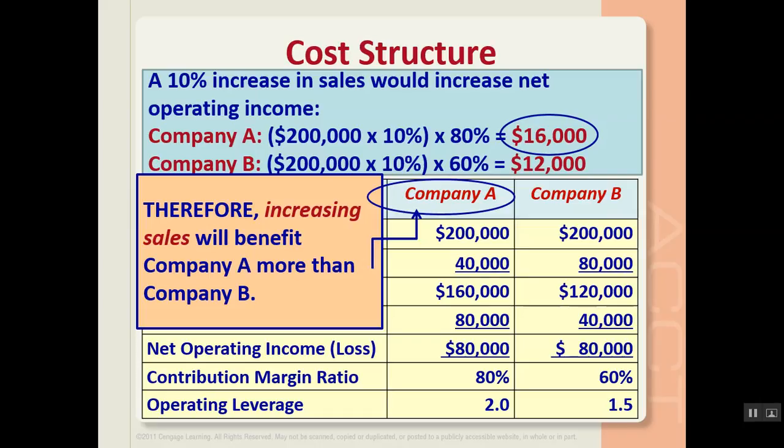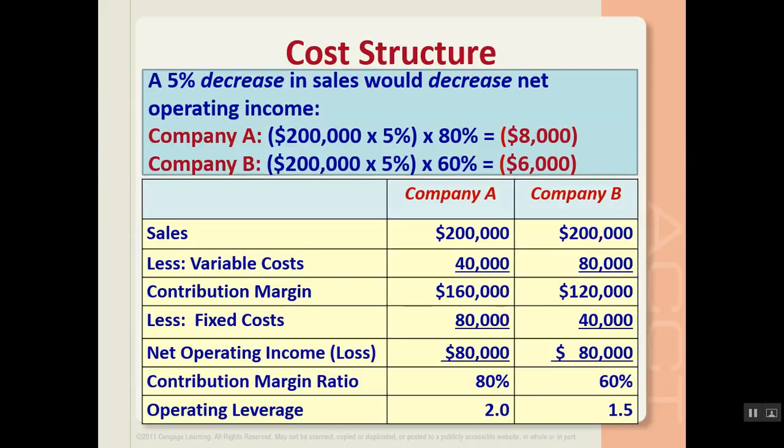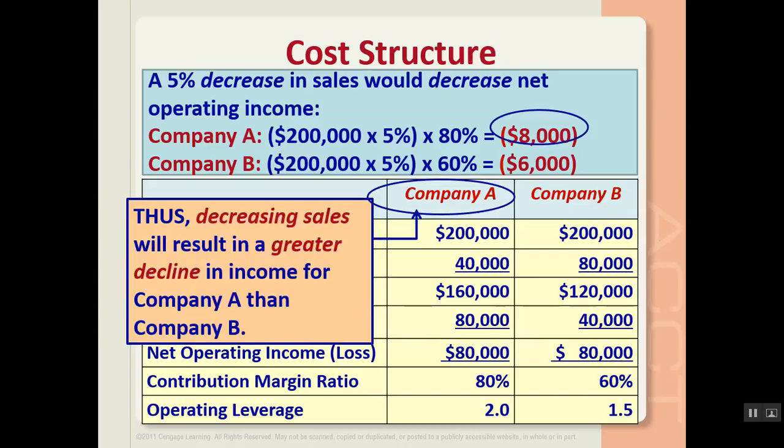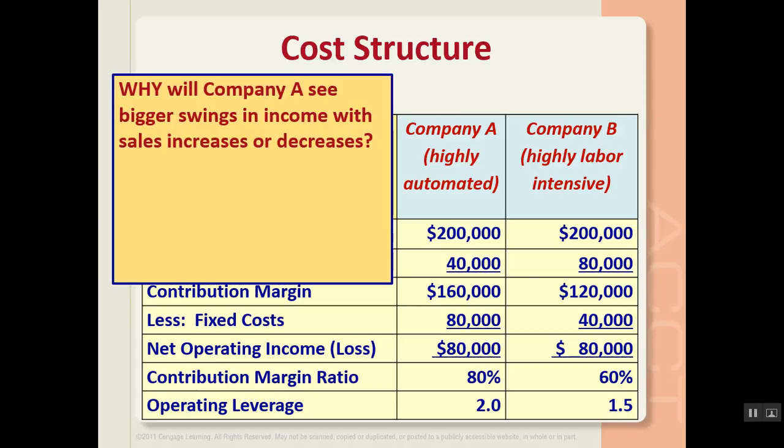What would happen if sales would decrease? Let's look at a 5% decrease in sales. That would decrease net income by $8,000 for Company A and $6,000 for Company B. In this scenario, Company A would face a greater decline in income than Company B. What does this tell us? It tells us that Company A is seeing bigger swings in their income with sales increases or decreases.